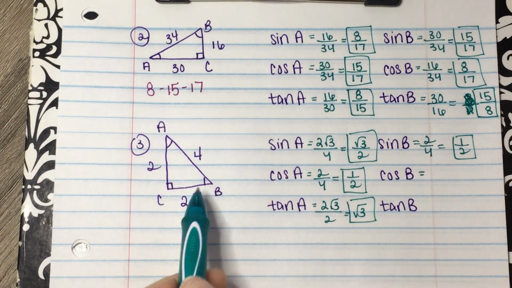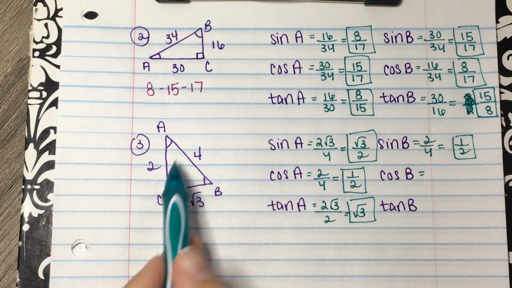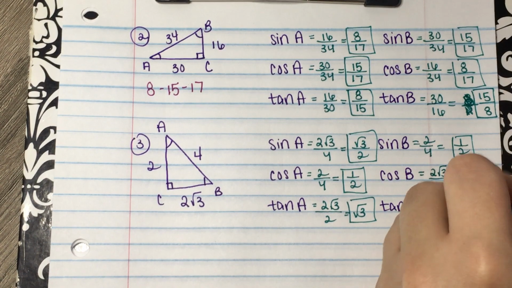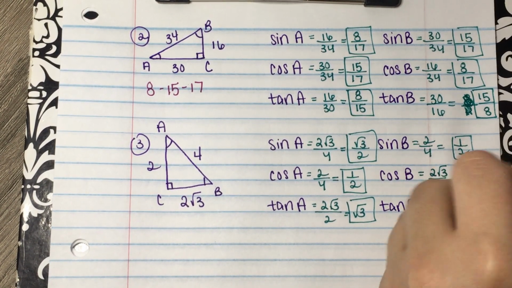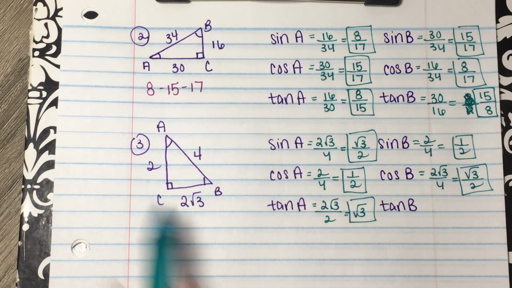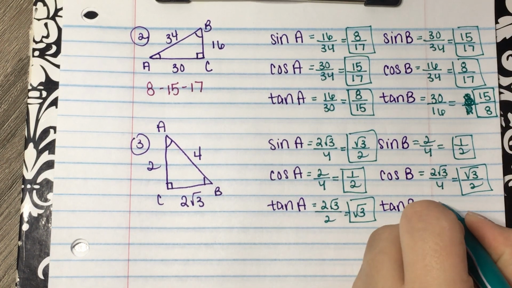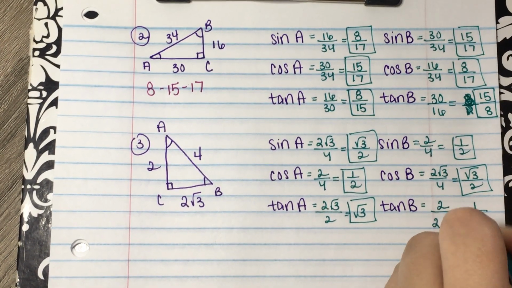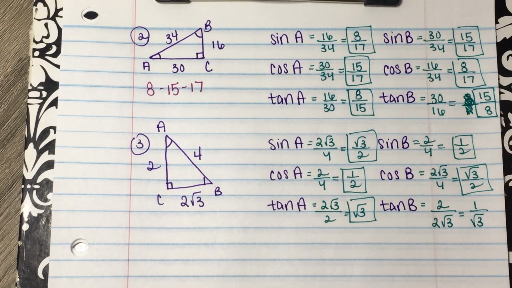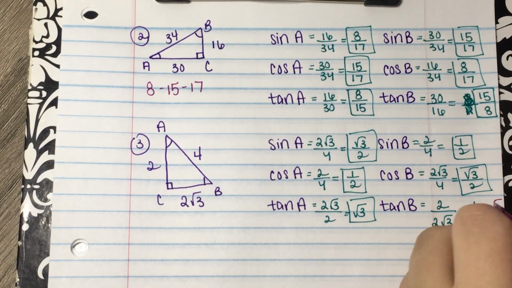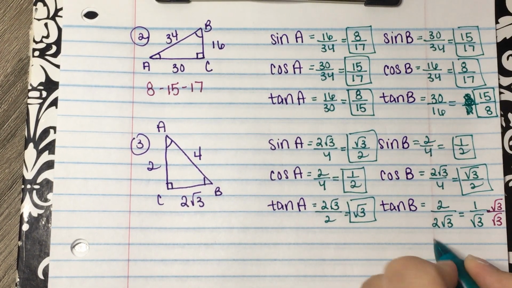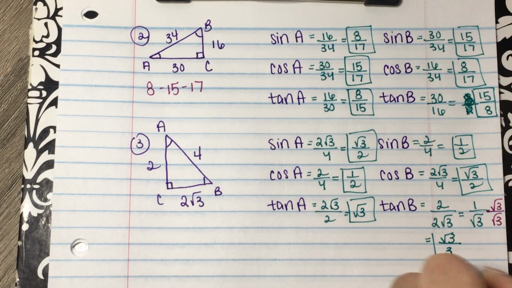Cosine of B, that's going to be here adjacent over hypotenuse, which is 2 square root of 3 over 4. We simplify that. And then tangent of B, opposite over adjacent here. So we have 2 over 2 square root of 3. That's going to be 1 over square root of 3. And then peep here, I do have to rationalize. All right. And then when I rationalize, I'm going to have square root of 3 over 3.